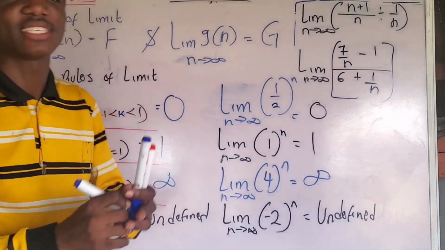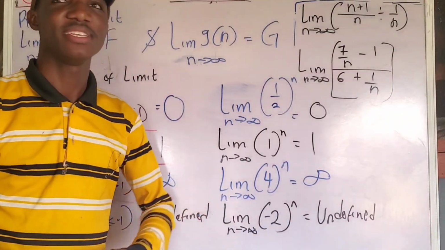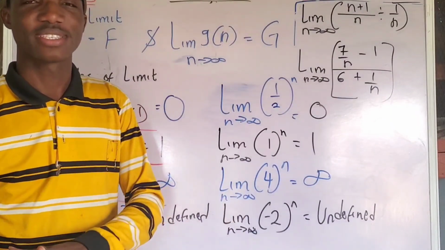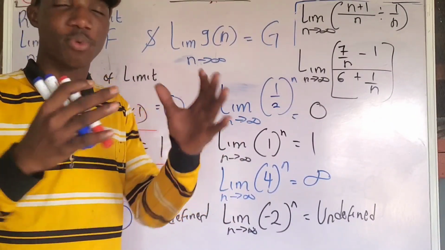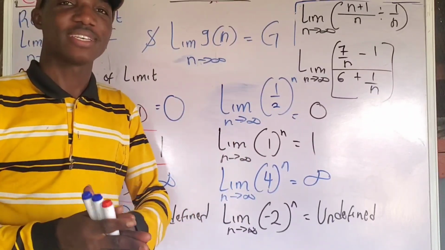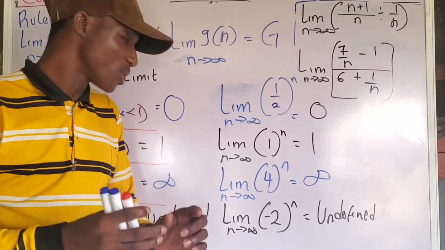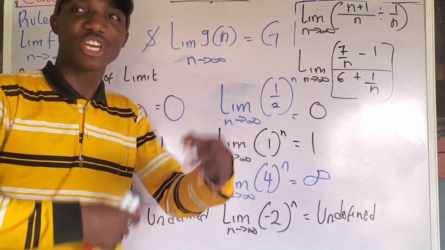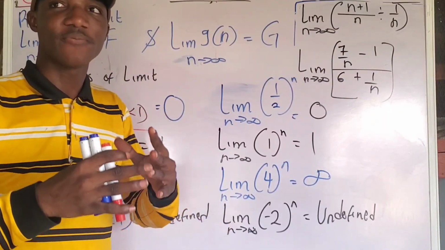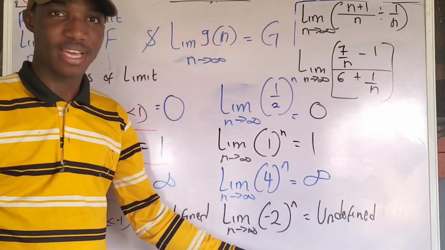The reason why it is undefined is because, see, let's assume that n is 2, and you substitute 2 here, you're going to have -2 times -2, that is what? +4. Now, let's assume that n is 3. You're going to discover that the magnitude of the function also increases, right? Yes, it will. But the sign changes, you understand? So, that means that as n increases in value, the function changes in sign. That means that it is undefined, okay?